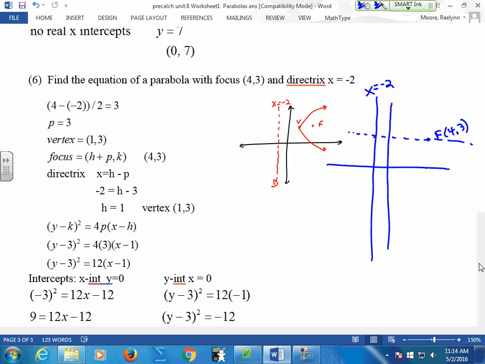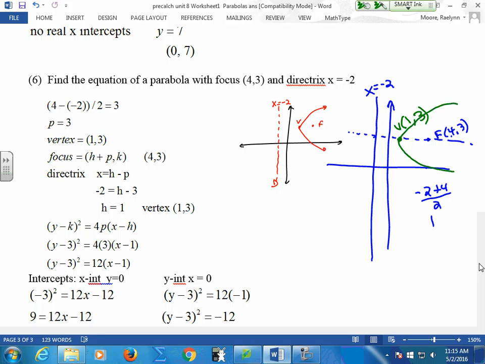I take my negative 2 and my 4, and I take the average. So this gives me 2 divided by 2, which gives me 1. So when x is 1, this is my vertex. X is 1, what is y? 3. It's right on this line. There's my vertex, there's my h, k. I also know it can never open up over my directrix, right? So it's going to have to open this way.